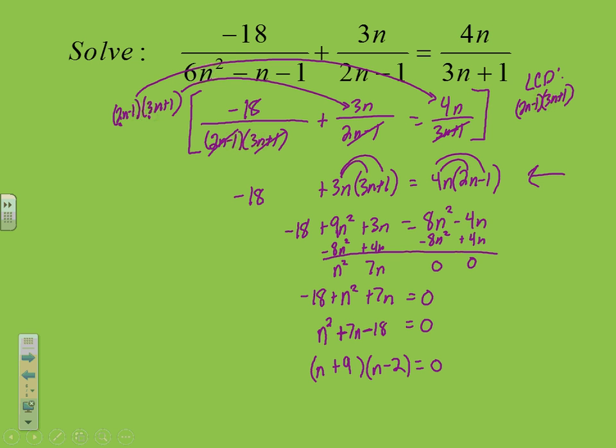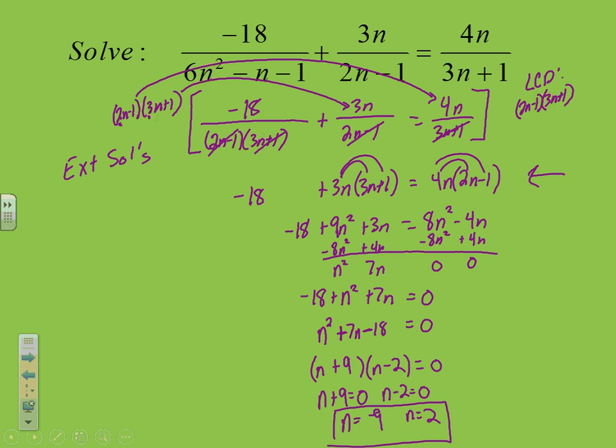And now that I have the factors, set each factor equal to 0 and solve for n. So here I have n to be a negative 9, and here I have n to be a positive 2. Now, the only other thing that we really need to check is whether either of these is an extraneous solution, meaning if I put them back into the problem, will it create a 0 in the denominator?